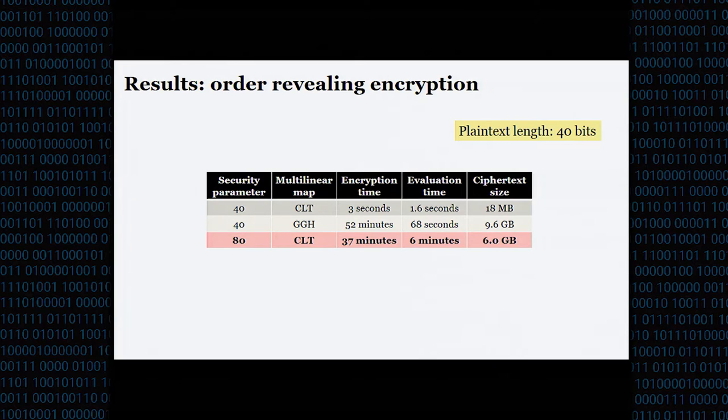So the important one to key in on is this last row in this table, which is the strongest setting that we consider. So for security parameter 80, and what that says is it should take 2 to the 80 clock cycles to break this. With current attacks, it's less clear whether this indeed holds for 2 to the 80, but that's, I think, still open. So for 2 to the 80 security parameter and using the CLT multilinear map, which we found ended up being much more efficient than GGH, we see an encryption time of 37 minutes and an evaluation time, namely comparing two ciphertexts, takes around 6 minutes. And each ciphertext is 6 gigabytes.